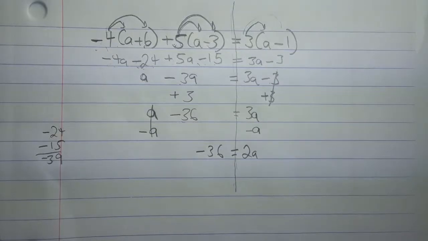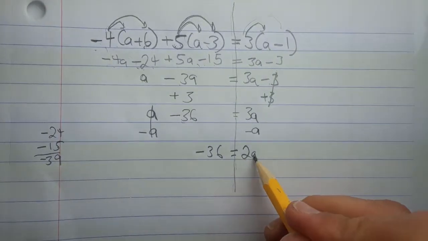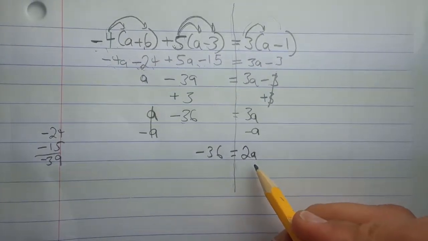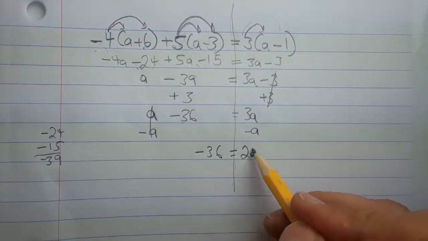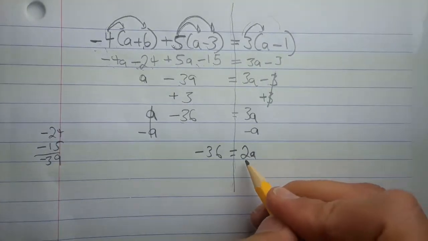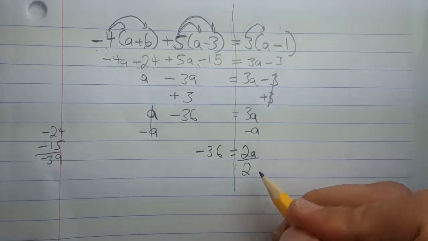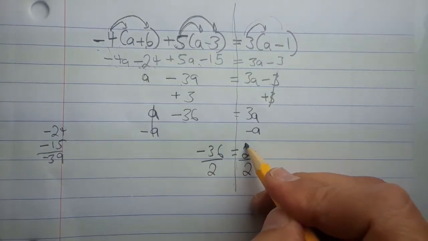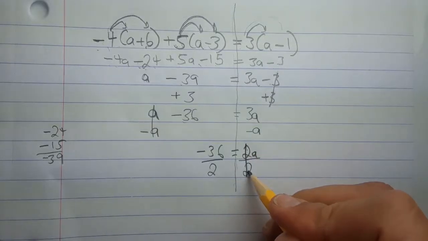And now, last thing I have to do here, I have the 2 and this is 2 times a. The 2 and the a are connected by multiplication. I want to unlock this. To unlock multiplication, I have to do the opposite of multiplication, which is division. So I'm going to divide by 2 here and divide by 2 here. And now this goes away. This becomes 2 over 2, which is just 1.